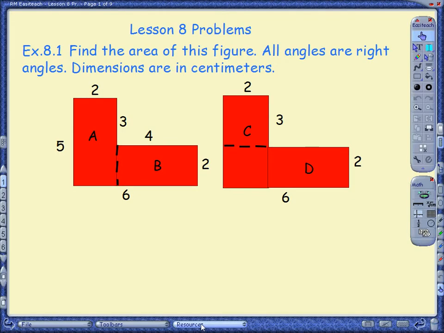These are the problems for lesson 8. Okay, in lesson 8, we have learned that the area of a rectangle is length times width.